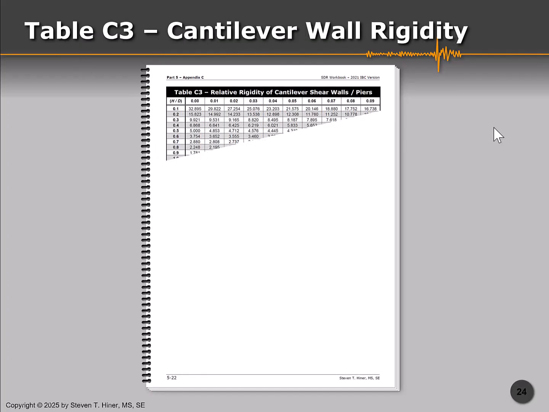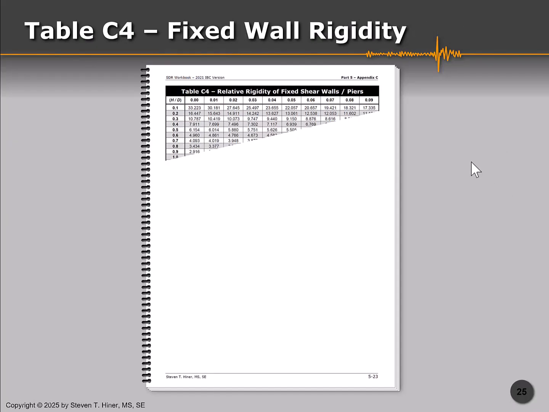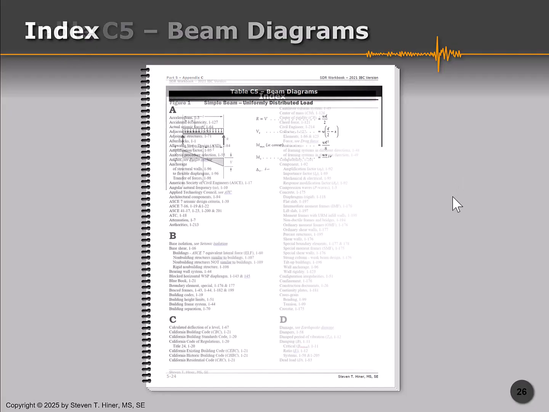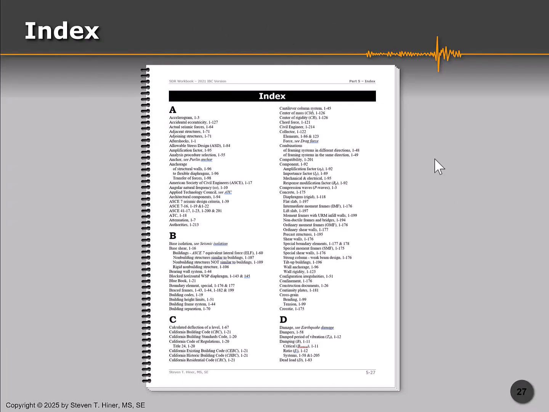Table C3 is the relative rigidity of cantilever shear walls. Table C4 is the relative rigidity of fixed shear walls or fixed piers. And then Table C5 is various beam diagrams: a uniform load on a simply supported beam, point load at the center of a simply supported beam, midspan that is, and then there's a concentrated load not at the center, and then also a cantilever beam with a uniform load. And then lastly, the index.